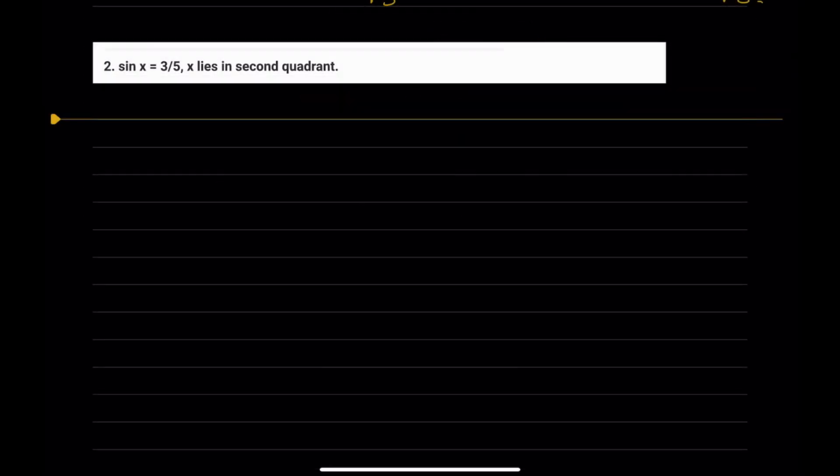What is the second problem? In the second problem, it is given that sin x is equal to 3 by 5, and x lies in the second quadrant. So now in the solution part, what do we have? We have given sin x is equal to 3 by 5. So we have to find out all the remaining trigonometric functions.